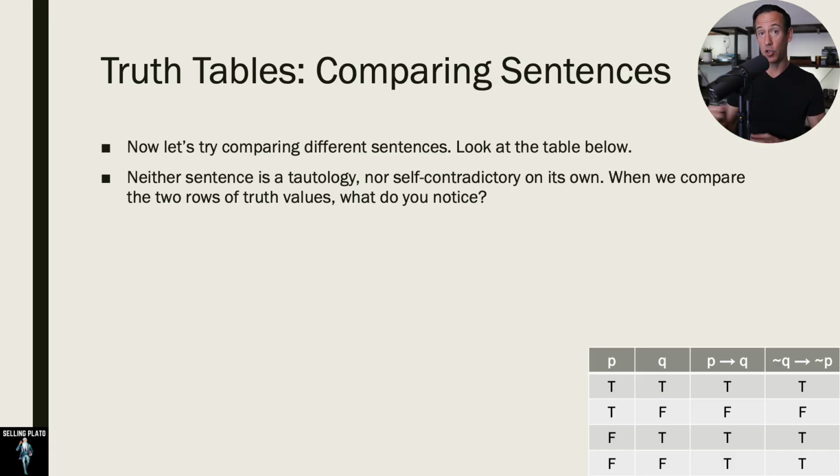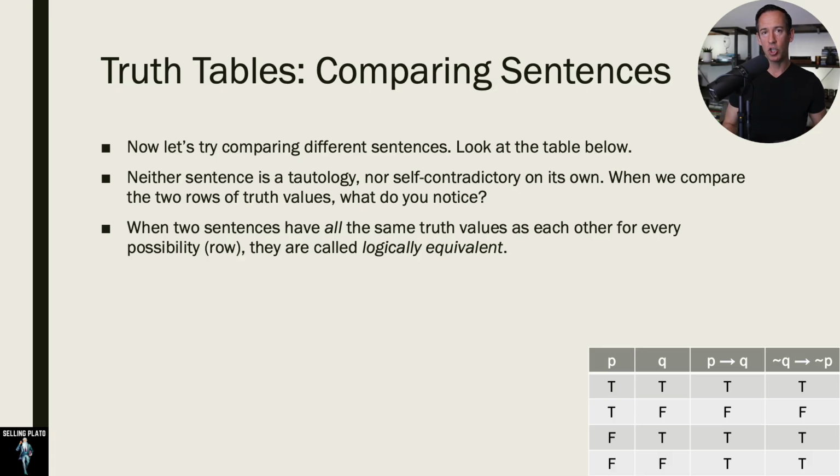But when we compare the 2 rows of truth values there, what do you notice? What sort of pattern do you notice? It's pretty easy to see. All right, so if you look at the truth table and you look at each row, what's the pattern there? Well, you notice that for both of those sentences, for each row, they are always the same as each other for all the possibilities. All right, in the first row, they're both true. Second row, both false. Then both true. Then both true. And when 2 sentences have all the same truth values as each other for every possibility, or in truth tables as that's represented by rows, they're called logically equivalent.